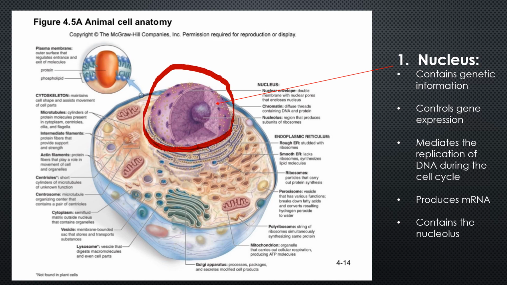And the nucleus is sort of like command central for the entire cell. It contains most of the genetic information of the cell. It controls gene expression and therefore metabolism in the cell. It mediates the replication of DNA during the cell cycle, so it allows for cells to divide and to get the same amount of genetic material as their parent, except for sperm and egg cells, which do get half of the DNA, and that's very controlled by the nucleus. The nucleus also produces mRNA, which is messenger RNA, and then it contains the nucleolus. So the nucleolus is this center part right here, and it has its own function.